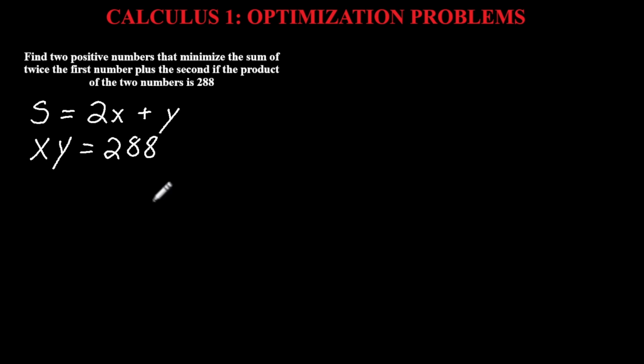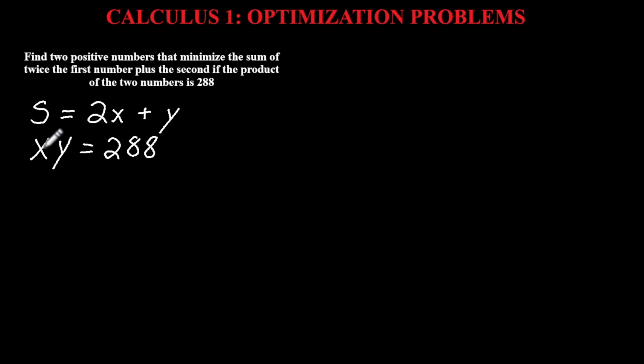So we have a primary equation, which is that the sum is equal to 2 times the first number x plus y. Since the product of the two numbers is 288, this gives us the secondary equation of xy equals 288. Now this second equation, I want to solve this equation for y so that I can plug something into the first. I don't want to do the 2 times x, so we'll do the y.